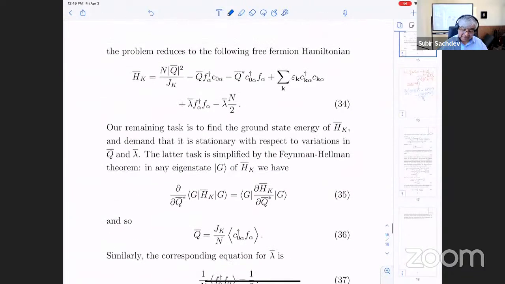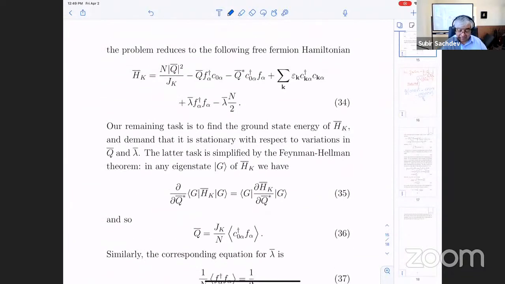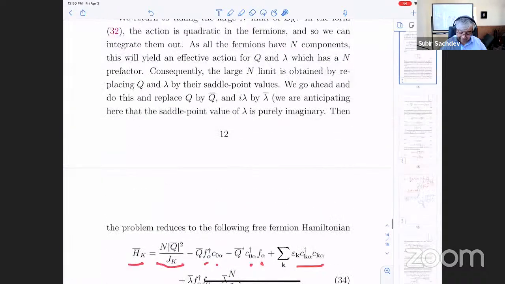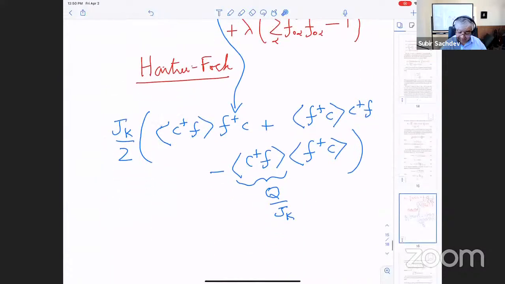Okay, so you get a mean field Hamiltonian. Here, mean field is represented by a bar. This is the mean field Hamiltonian. It has an f dagger c and a c dagger f. This is just the free conduction electron. Here's a constraint, and here's a Q squared term. The Q squared term was the product of these two terms right here, this term here.